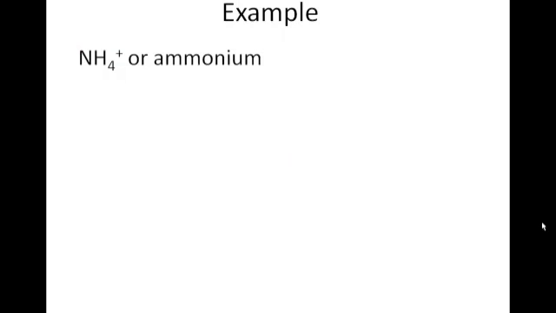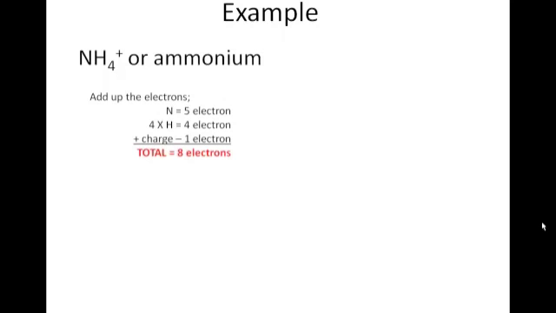Let's look at a few examples now. Let's look at the ammonium ion. And remember that we said that we have to have a correct Lewis dot structure. So let's start by drawing our Lewis dot structure. And this is a pretty simple example. First, remember we add up all of our electrons. We have 5 from nitrogen. 4 hydrogens each contribute 1. We have a plus charge. So that tells me I have to subtract 1 electron. That gives me a total of 8 electrons.